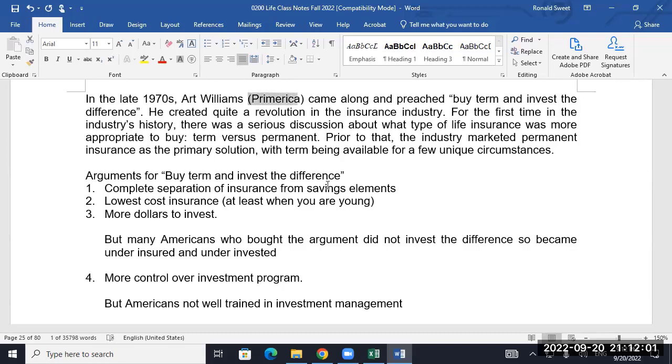So it has a long history. It got bought by Travelers, and then Travelers got bought by Citibank, and then Citibank spun off Primerica. I don't know where they are now. It's been somewhat of a strange story. So Primerica's main claim to fame, beyond the buy term and invest the difference, their main claim to fame is their sales force. They had the most.